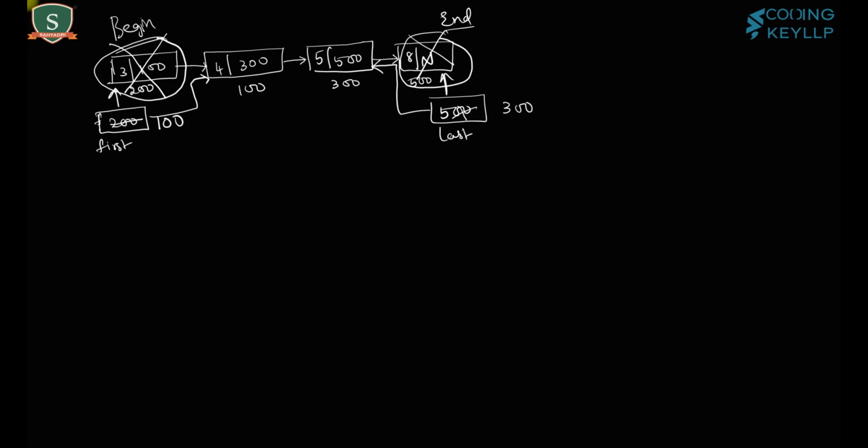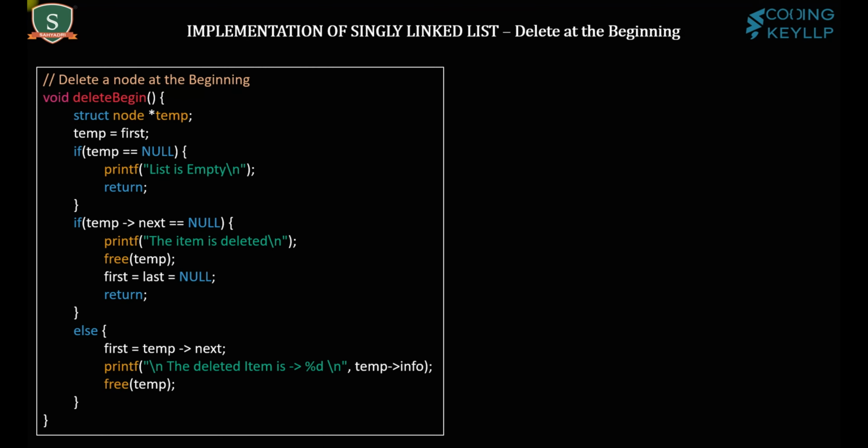Let us see the methods delete beginning and delete end, how they can be done. Here there come three conditions. The first condition is if the list is empty. We already know very well, if the temporary value is null. For example, in the initial condition, the first and last values will be null. If that is the case, it means that the list is empty.